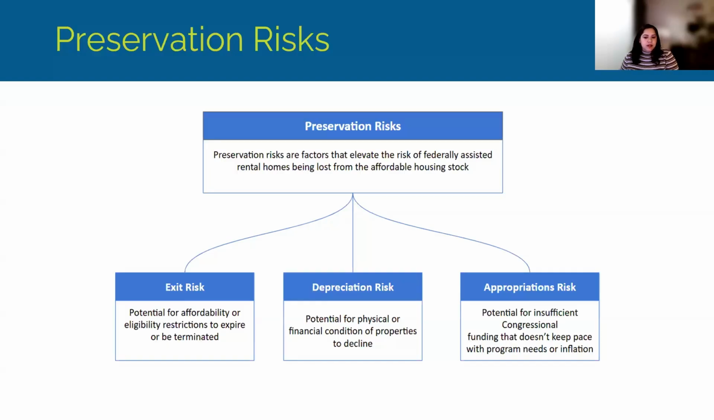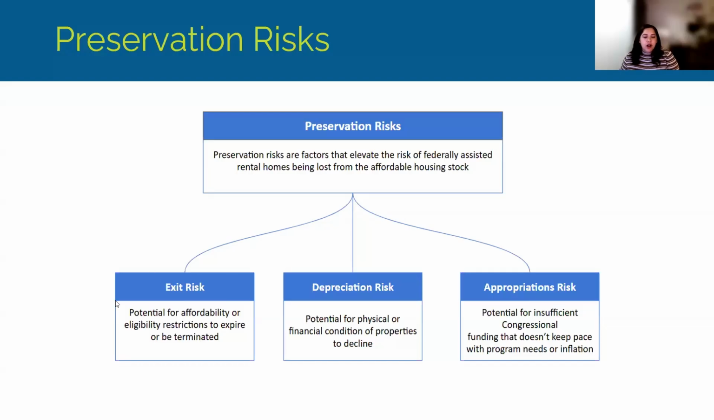Federal housing subsidies typically include program requirements that pertain to tenant eligibility and the affordability of the rents. Exit risk results from those affordability and eligibility requirements that expire or program policies that enable property owners to exit these restrictions early. Depreciation risk is the likelihood that the financial stability and the physical condition of federally assisted housing will deteriorate over time. It becomes physically outdated or can even fall into disrepair, which poses a threat to habitability of the buildings for tenants.